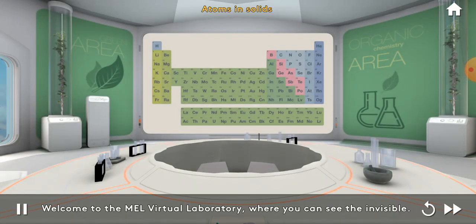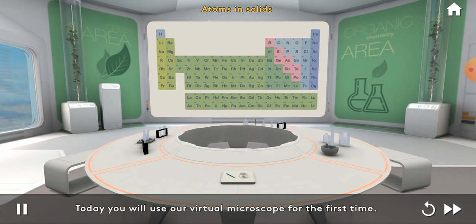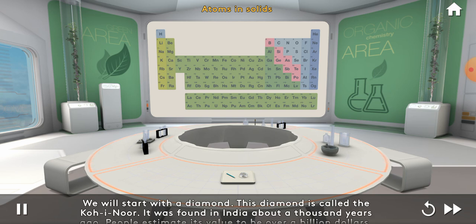Welcome to the MEL Virtual Laboratory, where you can see the invisible. Today, you will use our virtual microscope for the first time. We will start with a diamond. This diamond is called the Kohinoor.